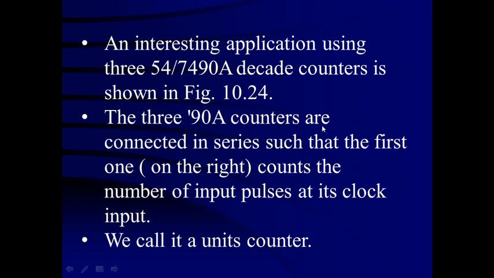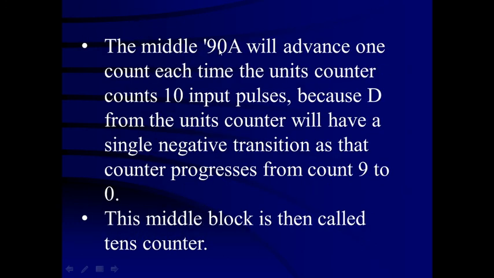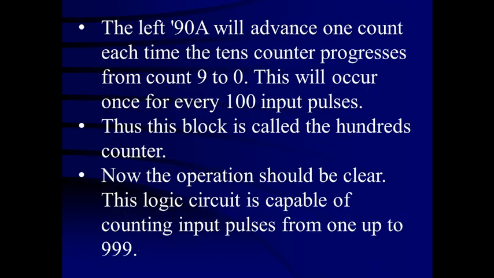The 7490A counters are connected in series such that the first one on the right counts the number of input pulses at its clock input. We call this one the unit counter. The middle 7490A will advance one count each time the unit counter counts 10 input pulses, because D, the output of the flip-flop D, changes from high to low once every 10 clock pulses, giving a single negative transition as the count progresses from count 9 to count 0. So the middle block is then known as the tens counter.